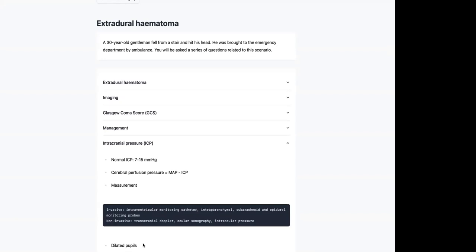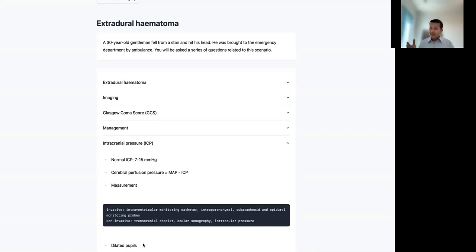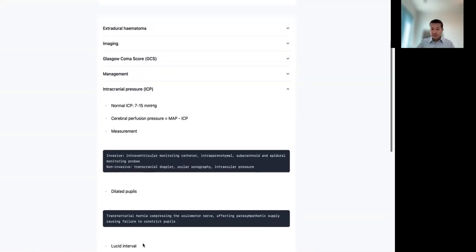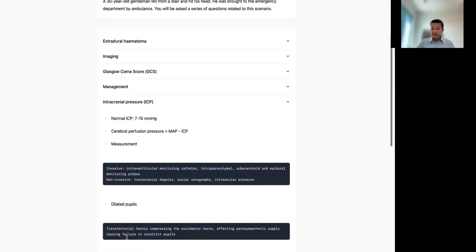It's thought that parasympathetic fibers travel around the periphery of the nerve, and compression initially will compress the periphery of the nerve, leading to parasympathetic loss. As a result, the unopposed sympathetic action will lead to dilated pupils. And it's usually by the transtentorial herniation compressing on the oculomotor nerve and affecting the parasympathetic supply, and failure to constrict the pupils, and the unopposed action of the sympathetic system will lead to the dilated pupils.